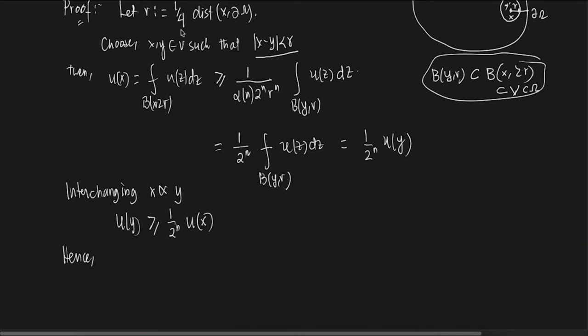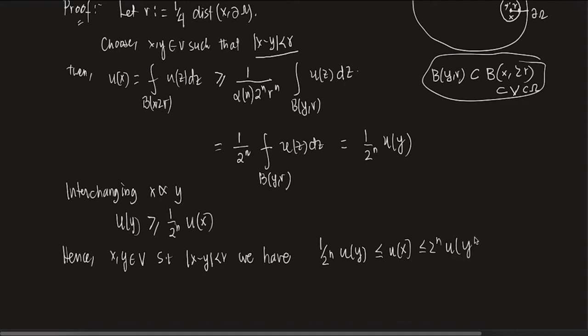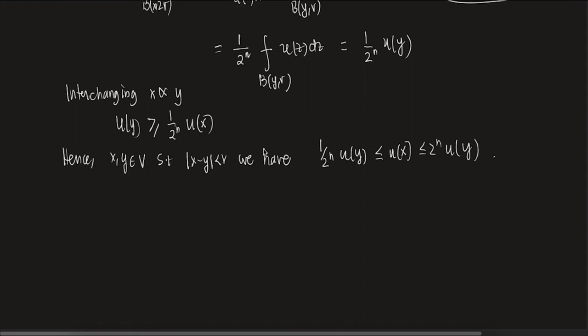Hence, for all x, y in V such that mod x minus y is less than r, we have 1 by 2 power n u of y less than or equal to u of x, which is less than or equal to 2 to the power n u of y. This is always true. Once this is true, now we are basically done.